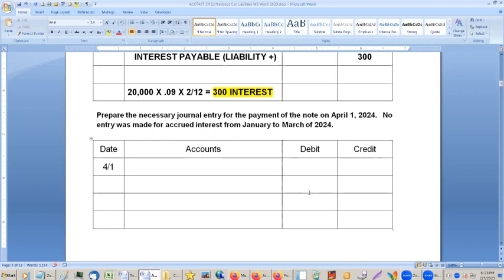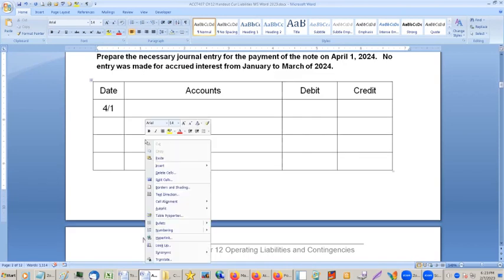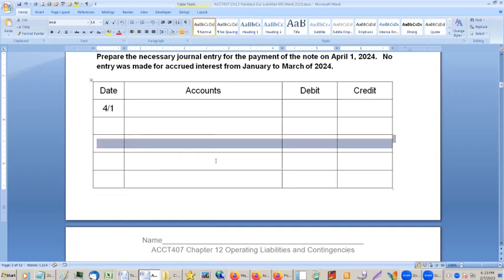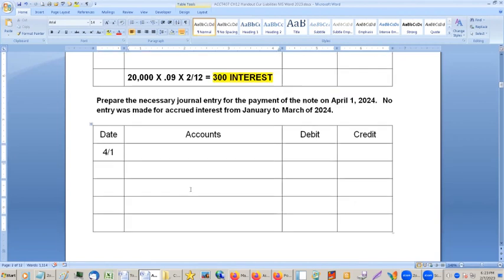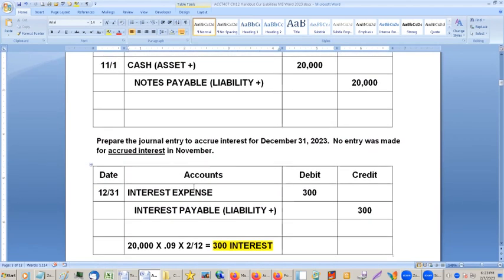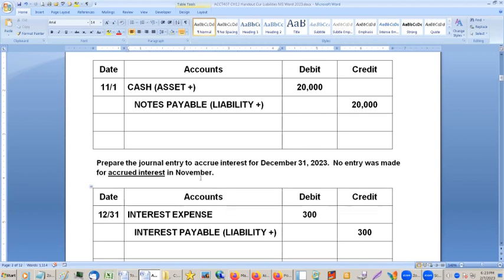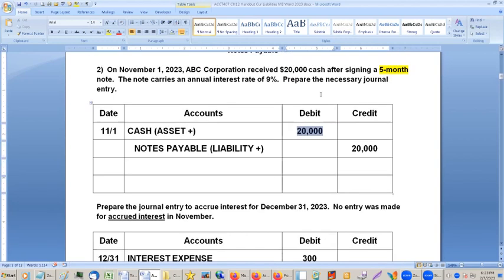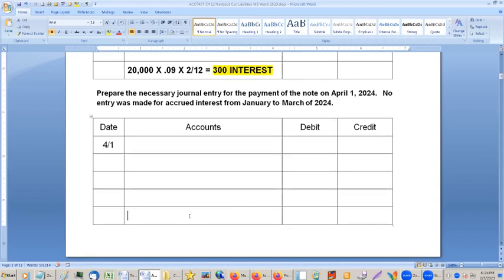So there's a couple different ways to do this one. Actually, we may need another row here. You might need to insert a row above here. I'm not sure. All right. Oh, let's do how much cash do we owe them? We borrowed $20,000. We borrowed it for 5 months at 9%. So let's see how much cash we owe them. Let's do the interest payment first.